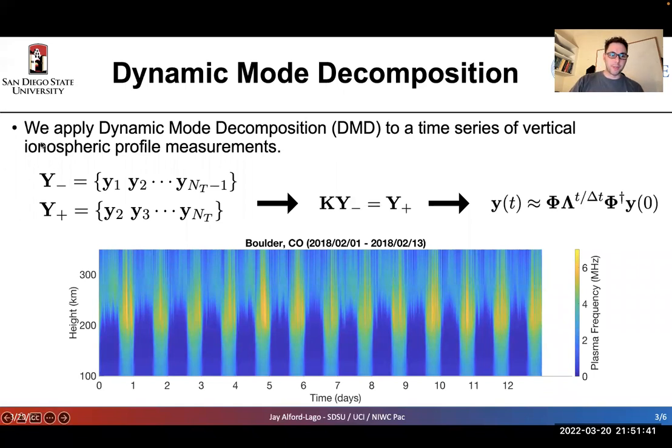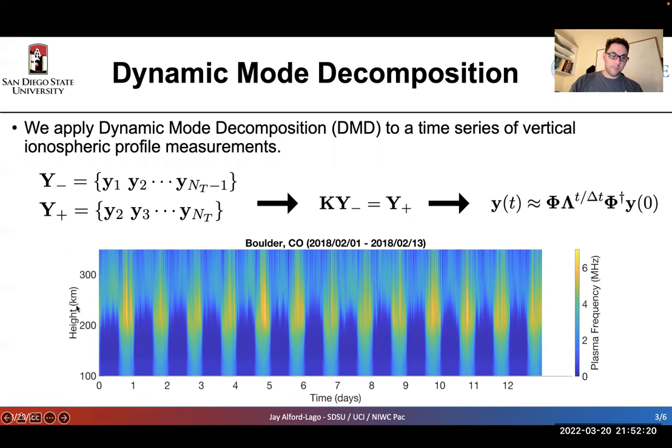which you can organize into these matrices Y minus and Y plus, where each column in these matrices represents a snapshot of the system at a particular time, and Y plus is Y minus, just each column shifted one time step into the future. And then with that, you can set up a regression problem and look for a linear operator K, this matrix K, that maps Y minus to Y plus. So it maps each column in Y one time step into the future. And then from the eigen decomposition of K, you can generate a time stepping model from the modes and eigenvalues.